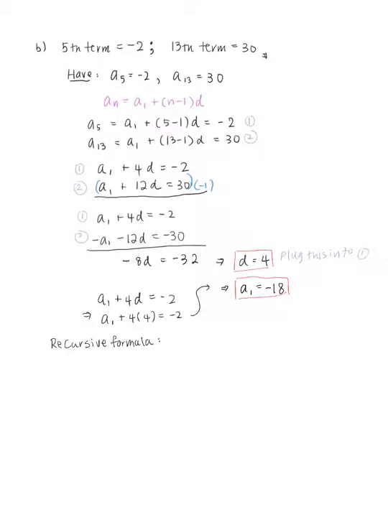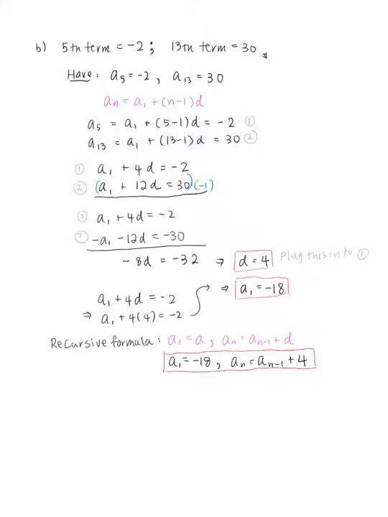Alright, now remember again, the formula is a sub 1 equals a. And then a sub n is a sub n minus 1, and then plus d. Okay, so what do we get here? So our a sub 1 is negative 18. And then our a sub n is just going to be a sub n minus 1, and then plus d. D was 4. So this is our recursive formula.